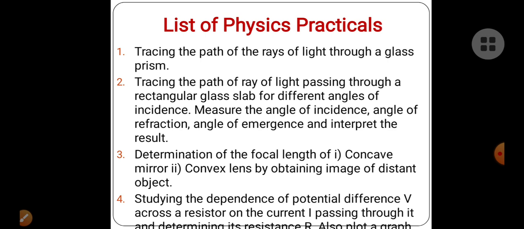And in the fourth practical, studying the dependence of potential difference V across a resistor on the current I passing through it and determining the resistance R. Also plot a graph between V and I.